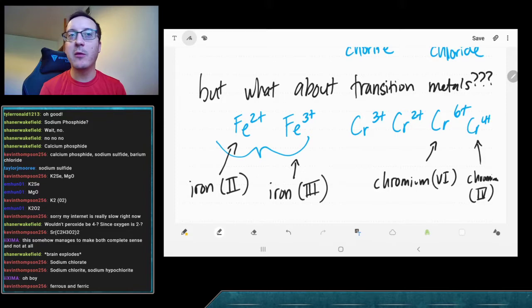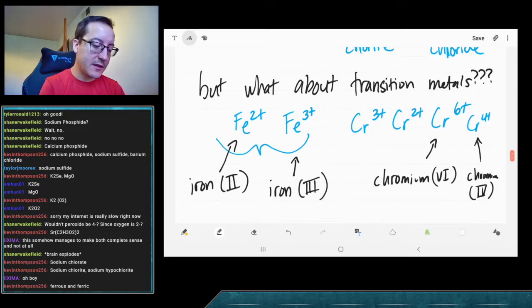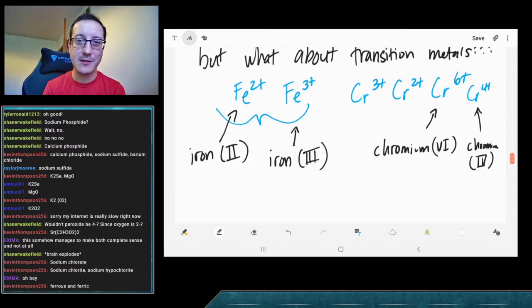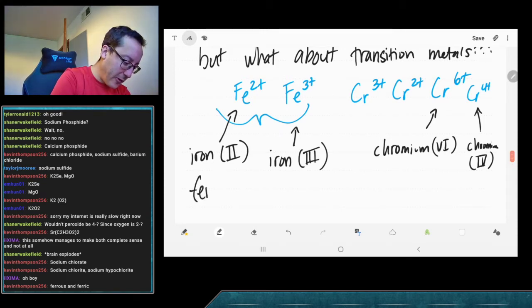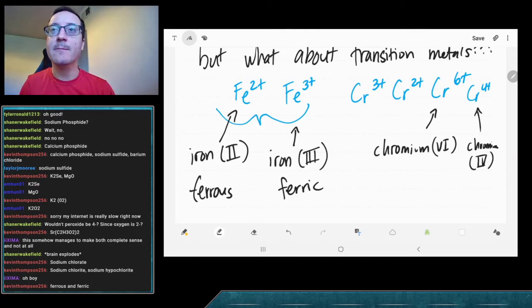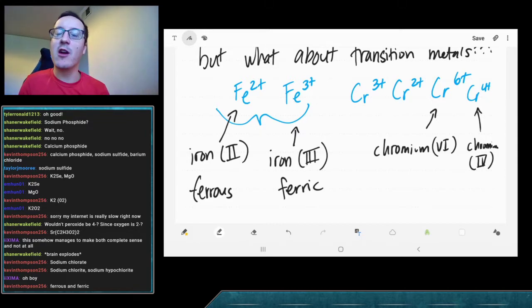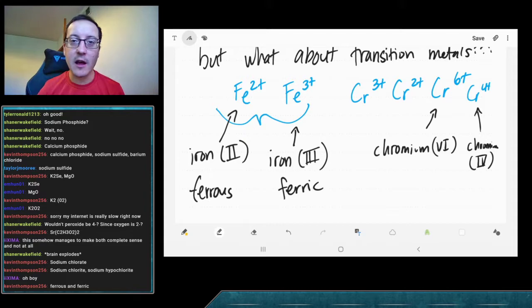There also are some old terms. I don't want to have you guys memorize them because they're really old, but they exist. Some people call this ferrous, and some people call this ferric. They exist, however, they're getting to be more obsolete. Having the Roman numerals in parentheses is a more preferred way of describing the charge of a transition metal.